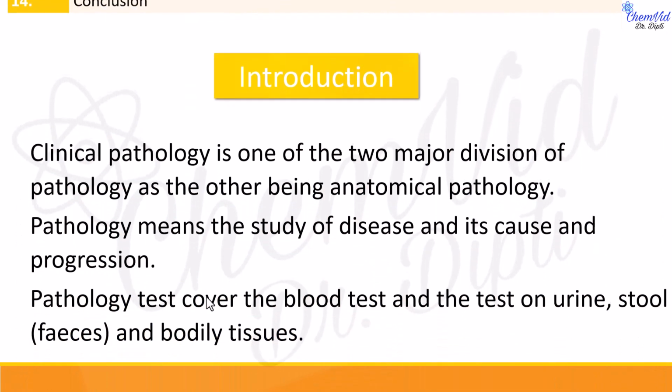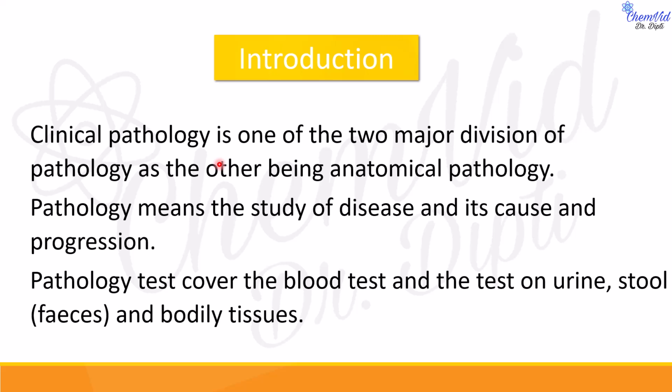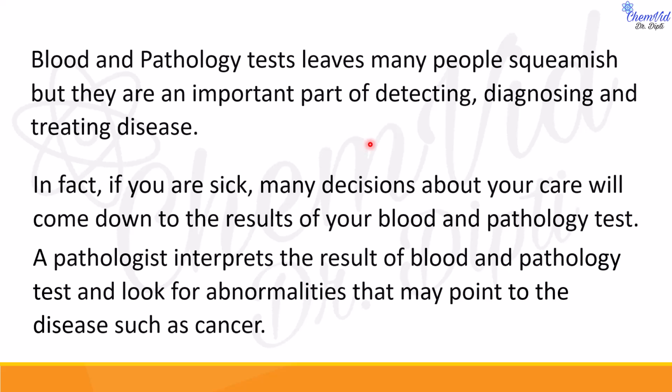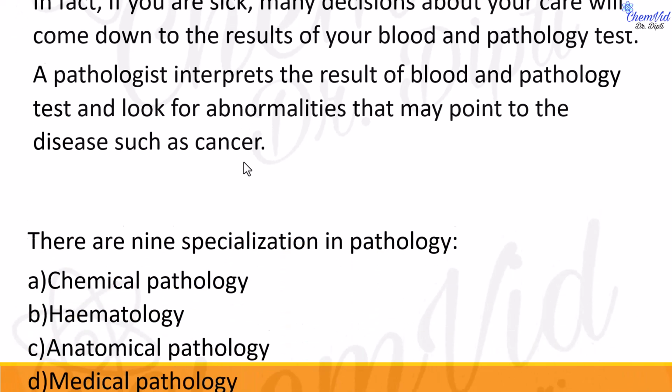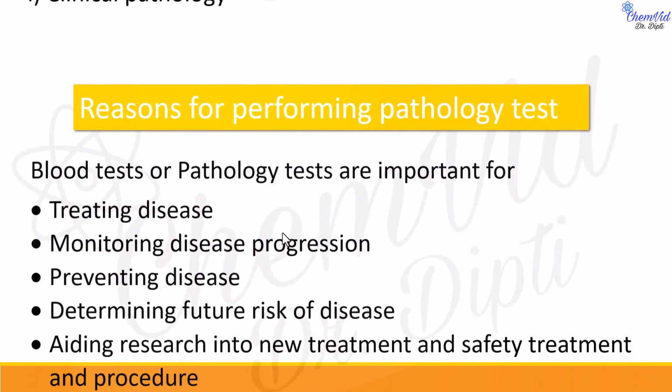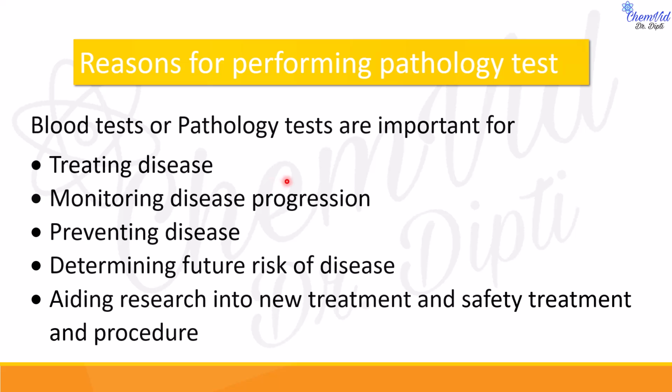So in the introduction part, you have to introduce what is clinical pathology and how pathology and blood tests are important for detecting, diagnosing and treating the disease. Then you can write the 9 specializations of pathology. Here they are mentioned, and then coming on to the next topic, that is the reasons for performing the pathology test.